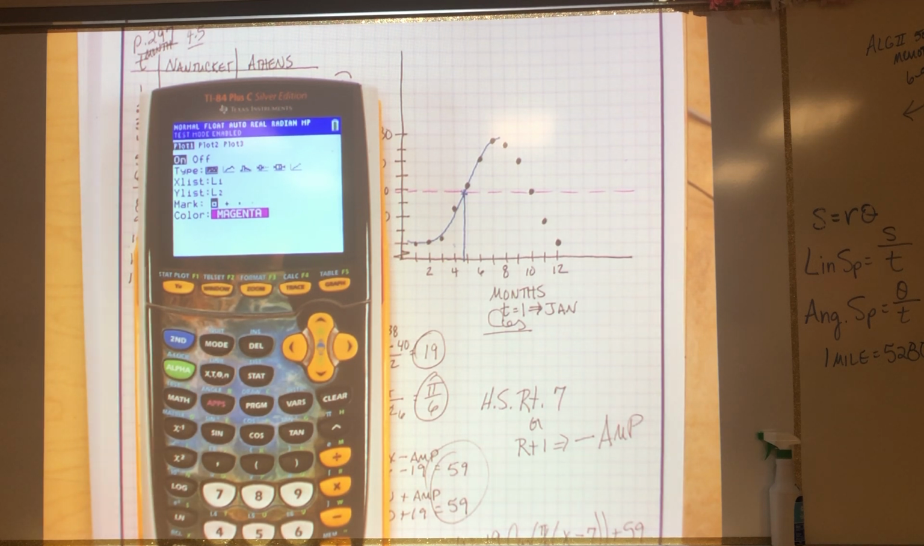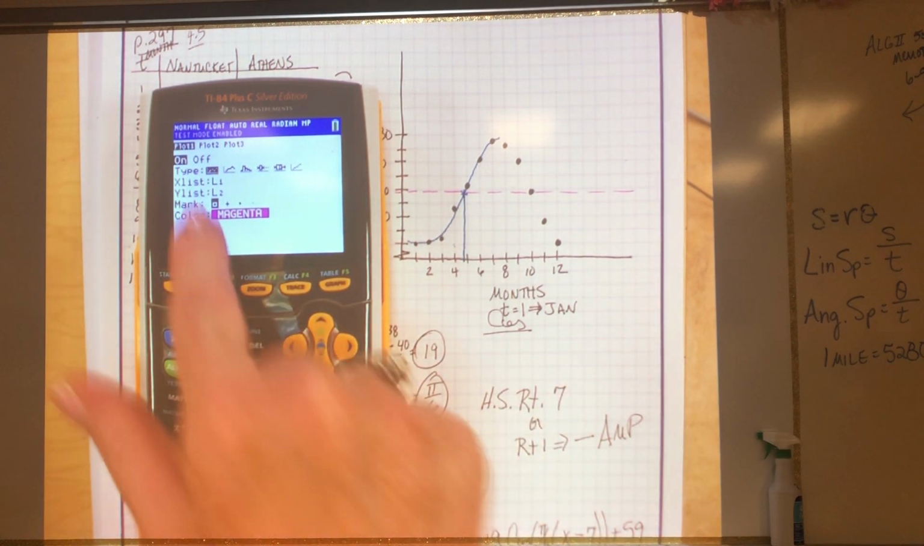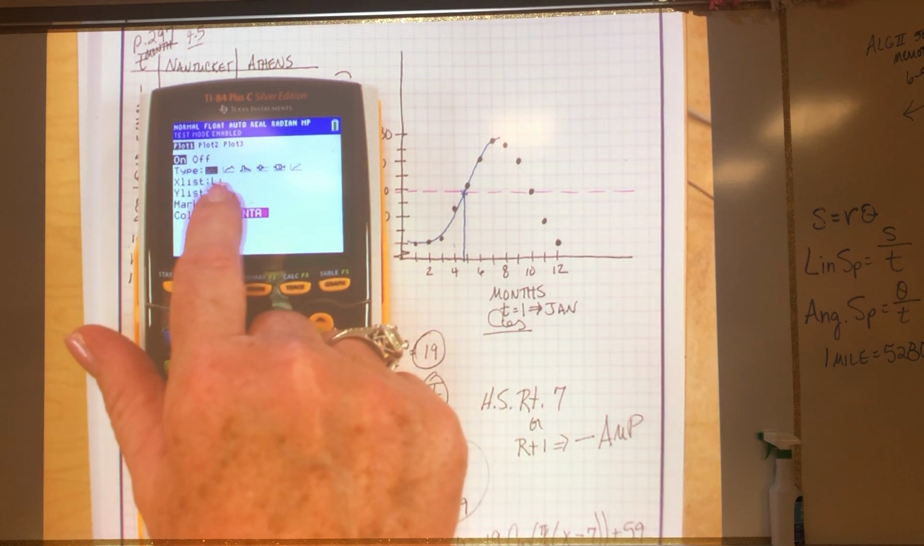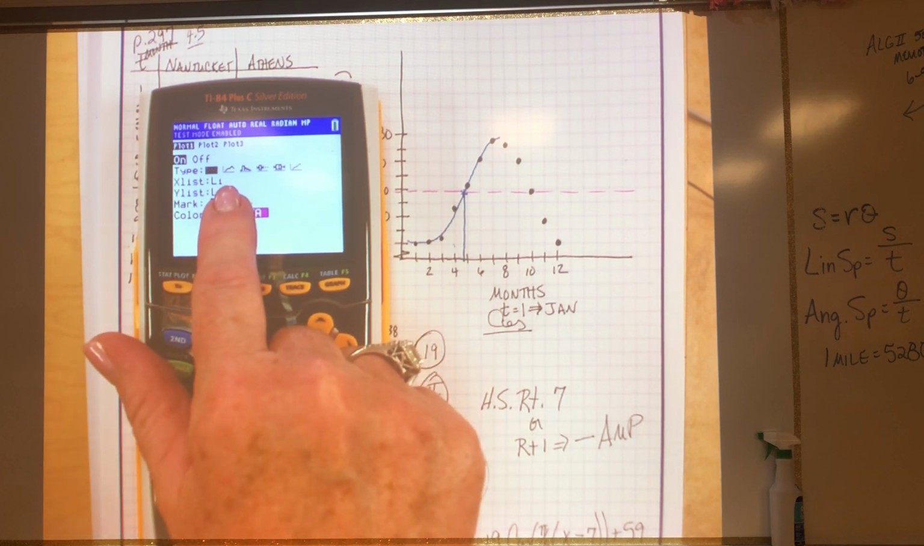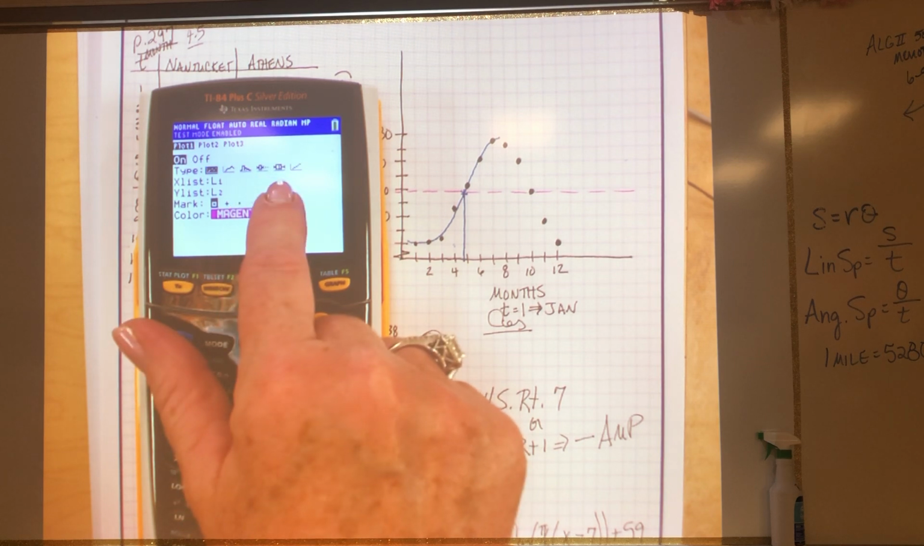Most of the ones on your calculator are turned on because my Algebra 2 kids are doing regressions, okay? But that's why the numbers were funky in there. All right, so I turned it on, and then I'm gonna arrow down, and this first thing, these are all the kind of plots that your calculator will do. The first one is a scatter plot, the next one is a line graph, the next one is a bar graph, the next two are box and whiskers.